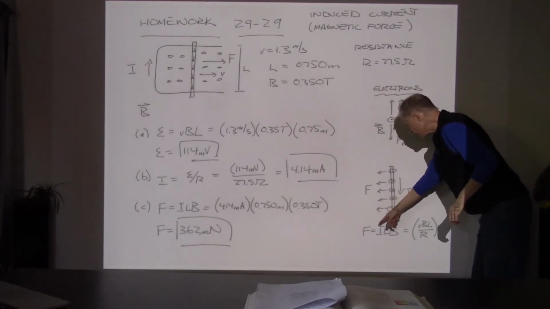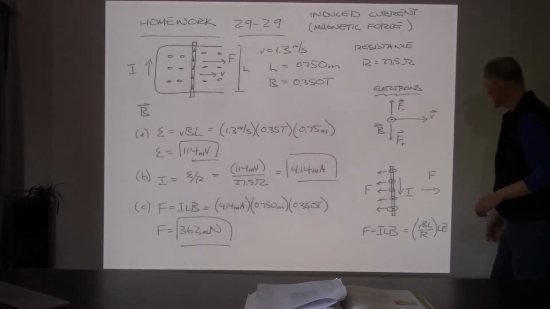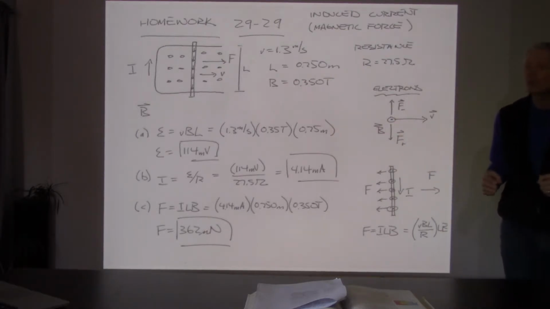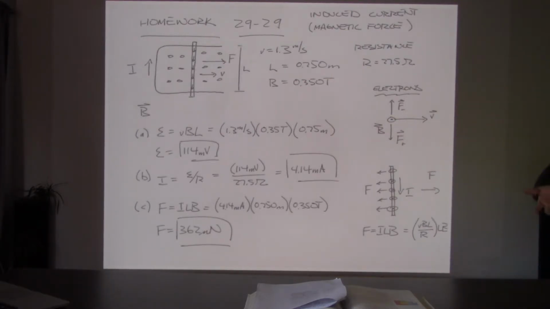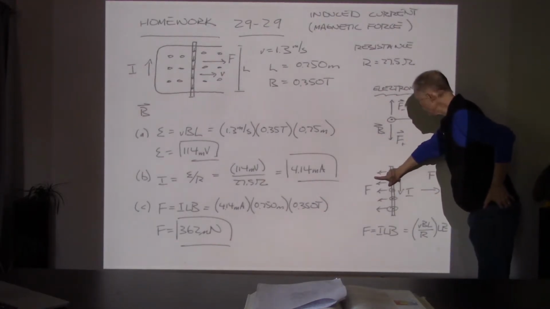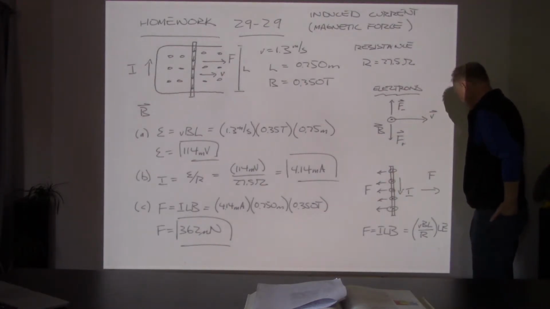That's the net effect going off in that direction. And that means that we're going to have to pull with an equal amount of force if we want it to keep traveling at a constant velocity. And that's the plan. We want this to keep moving at a constant velocity, so we're going to have to pull this at a speed that matches the force on the other side.